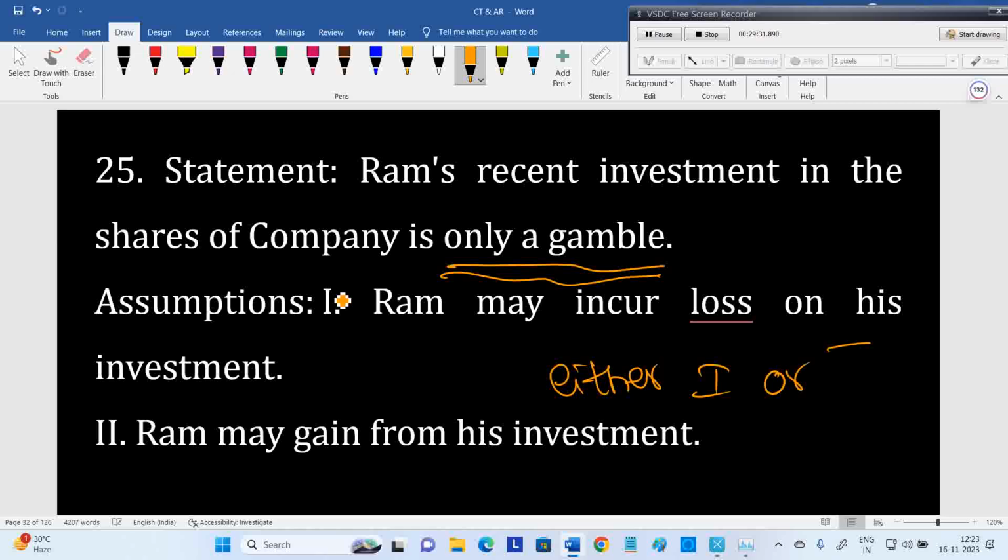The first question regarding statements and assumptions, you got either or. Maybe in conclusions you get it, but this is statements and assumptions. It's either one or two. You may gain or you may lose. You are playing a gambling game. Loss is given in the first one, the second one is gain. One among them will happen, not both. Either the first one or the second one is implicit. Either one or two is the answer.